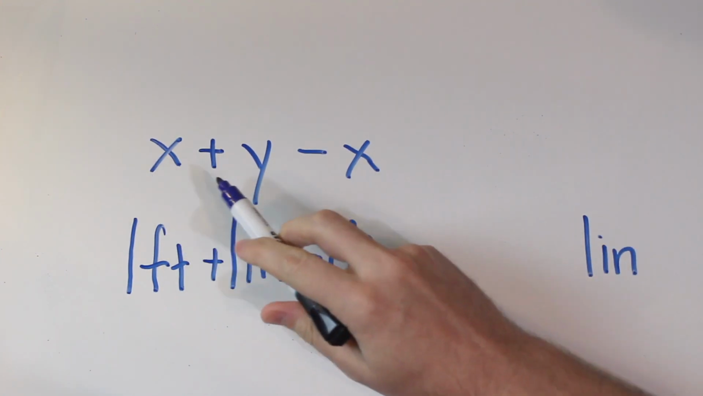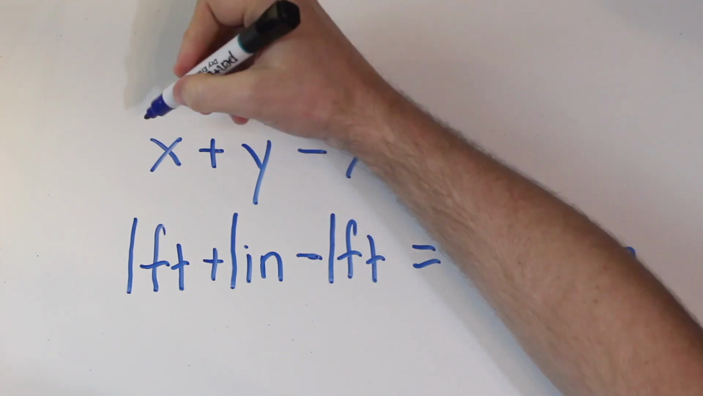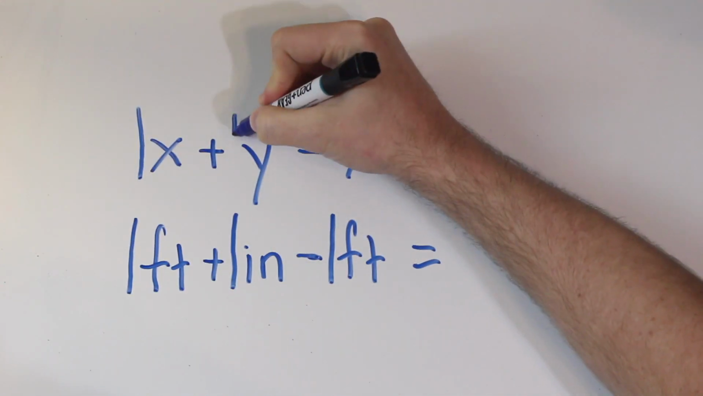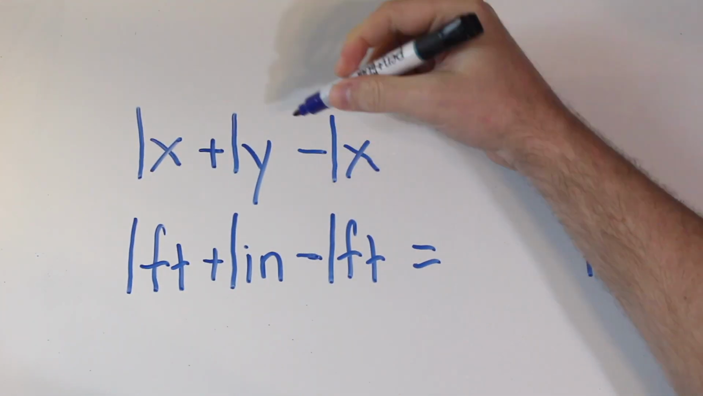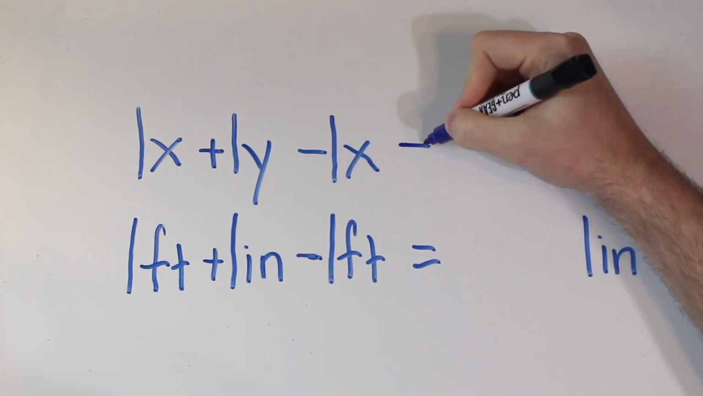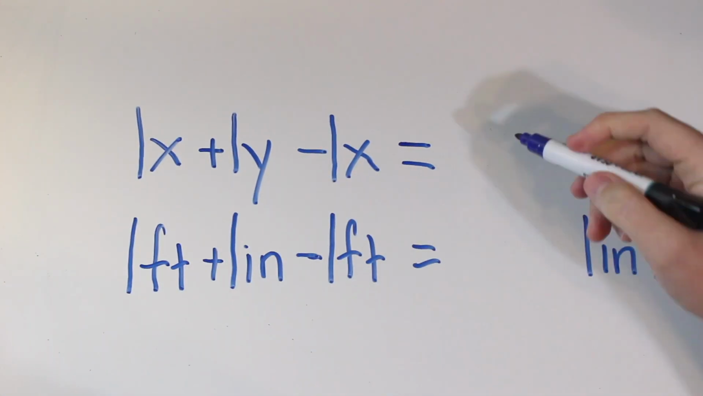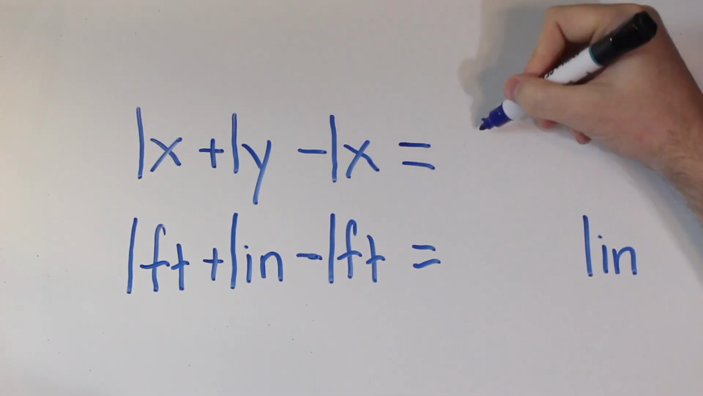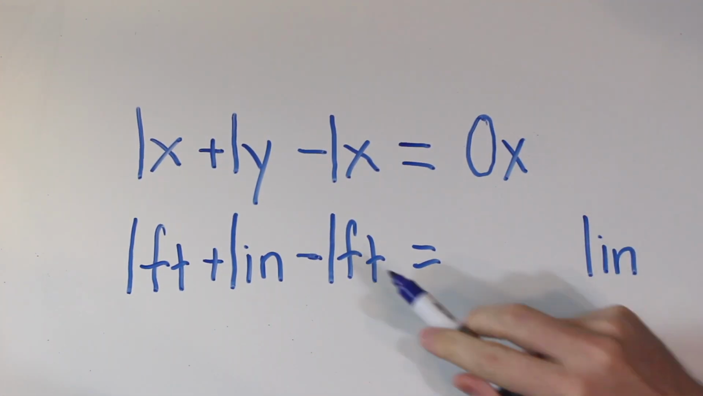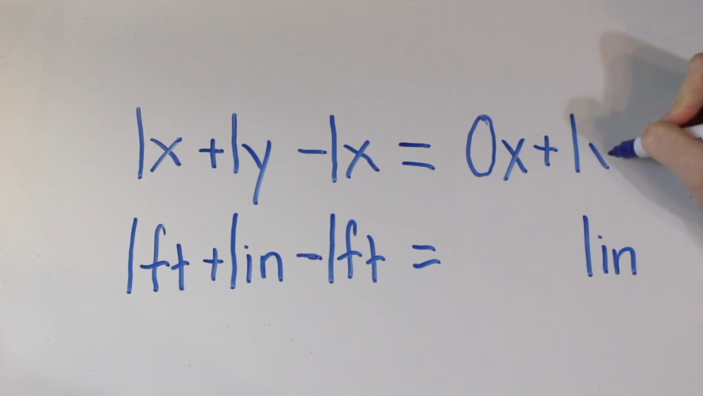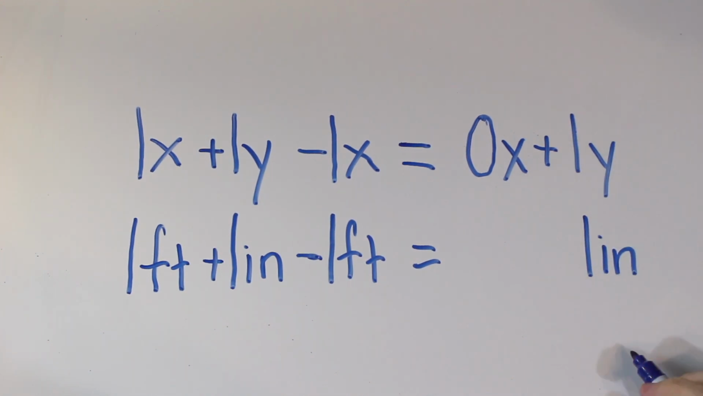Now, let's go back to our problem. First, add in the implied ones. 1x plus 1y minus 1x. Subtract this 1x from this 1x. 1 minus 1 is 0. So our answer is 0x plus 1y. We can simplify this to 1y, or just y.